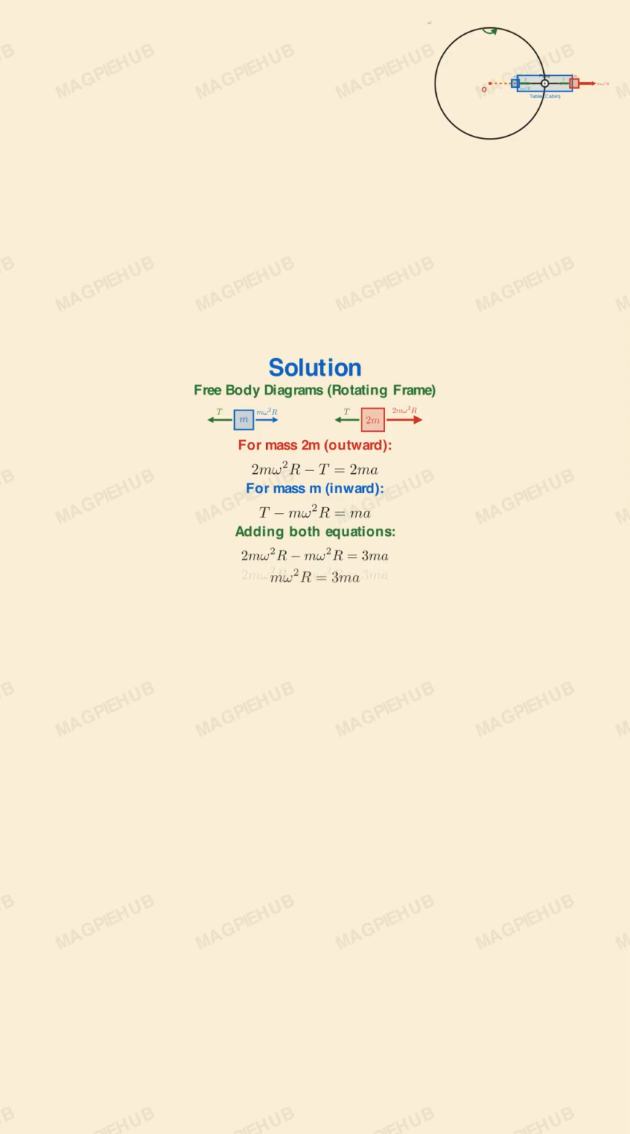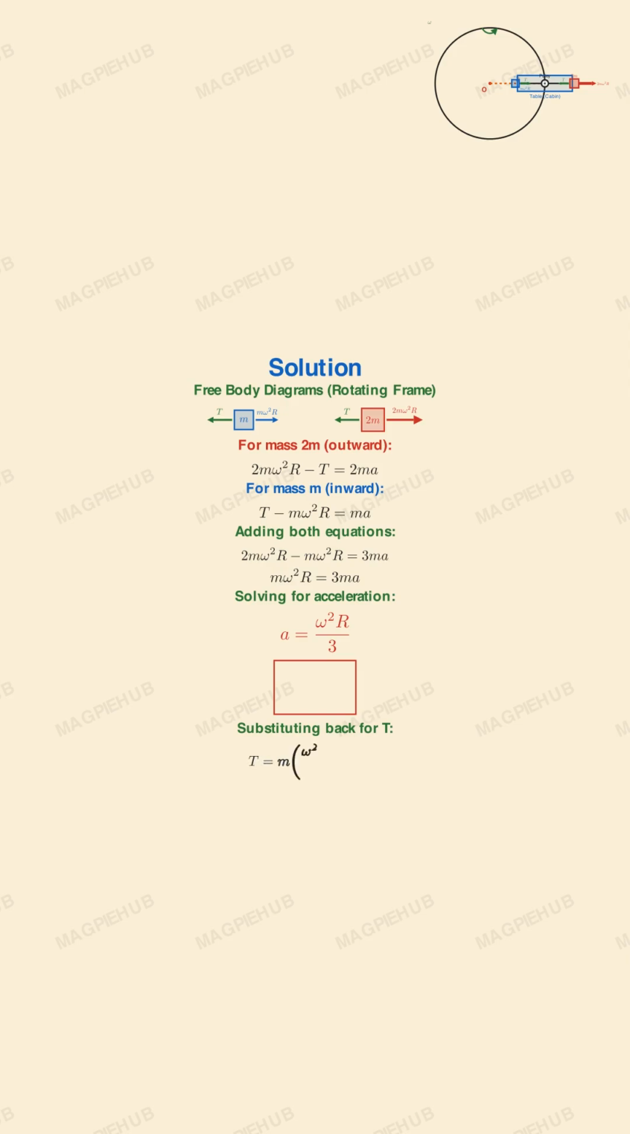Now we add both equations. The tension T cancels out. We get 2m omega squared r minus m omega squared r equals 3ma. That simplifies to m omega squared r equals 3ma. Solving this, a equals omega squared r over 3.